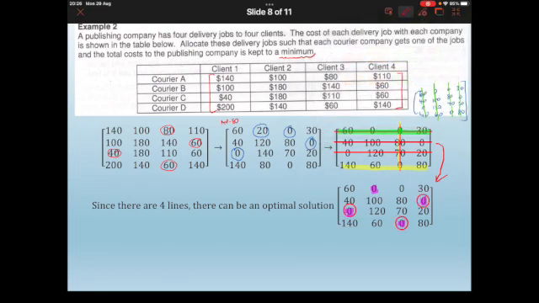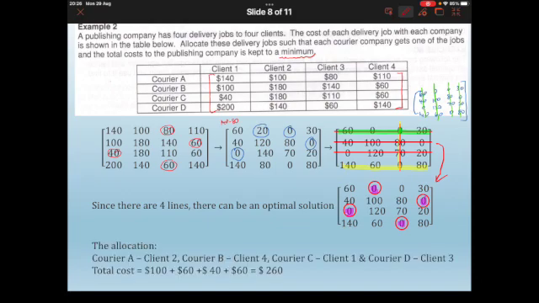Alright, so now we can work out the allocation. A to 2, B to 4, C to 1, and D to client 3. So you can work out the total cost, which is 260.